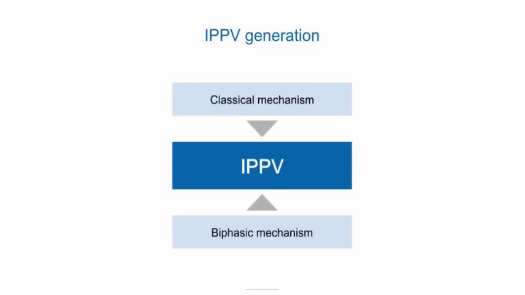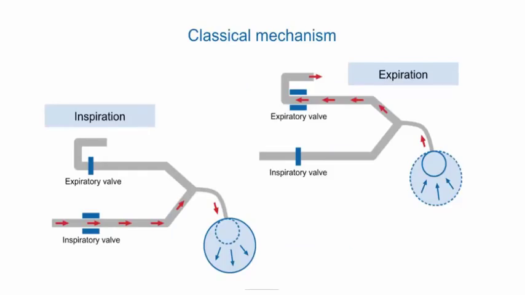Before talking about biphasic modes, we need to learn the biphasic mechanism. Mechanical breaths, the basis of IPPV, can be generated in 2 ways: classical mechanism or biphasic mechanism. Classical mechanism. The classical mechanism was described in the module Ventilator System Concept. In short, during inspiration, a ventilator opens the inspiratory valve and closes the expiratory valve, causing the airway pressure to rise. During expiration, it closes the inspiratory valve and opens the expiratory valve, causing the airway pressure to drop. As such, the two valves always act in opposite ways.